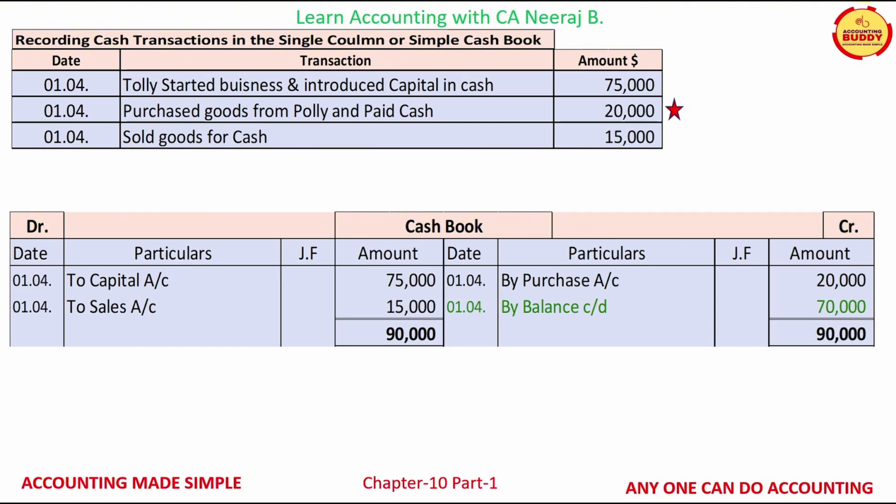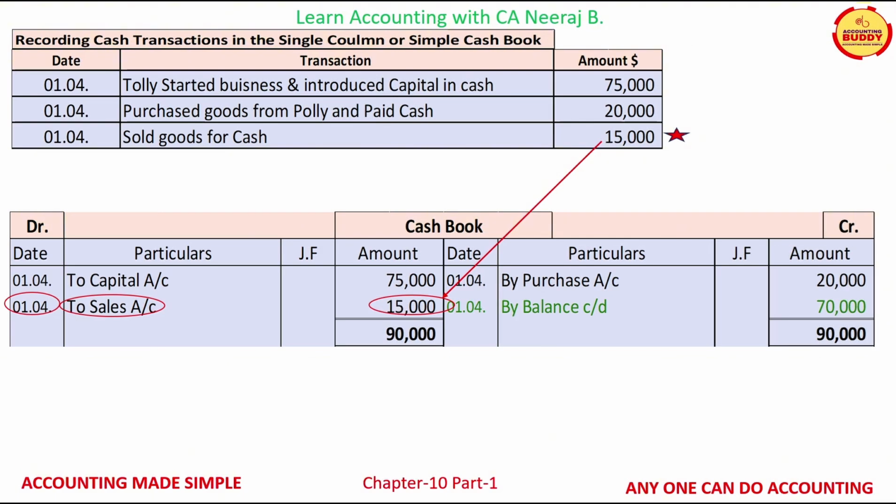On 1st April, business purchased goods from Polly for cash amounting to $20,000. This cash outflow entry of $20,000 will be recorded on the right hand credit side of the cash book on 1st of April by writing the words by purchase account. On 3rd April, business sold goods worth $15,000 on cash. This cash inflow transaction of $15,000 will be recorded on the left hand debit side of the cash book on 1st of April by writing the words to sales account.